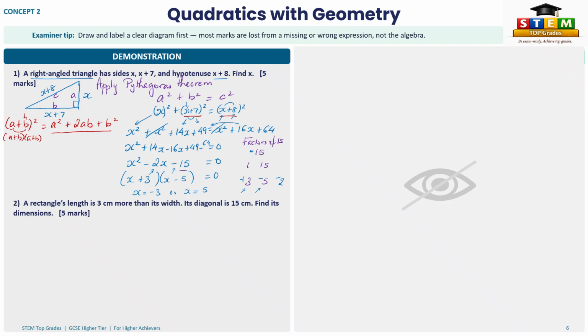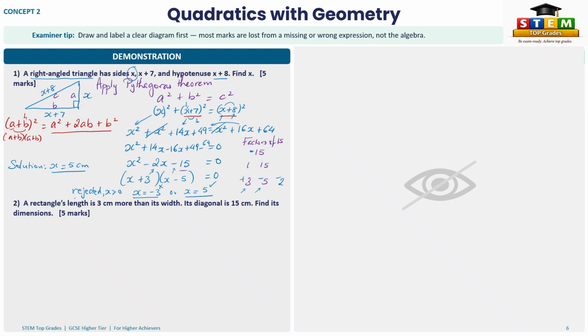However, because we know that x is one of the sides, this one is going to get rejected. So we're going to reject x equals minus 3, rejected as x has got to be greater than 0. So it's not the correct answer. This one is. So to make it clear to the examiner what our final answer is, x is going to be equal to 5 centimeters.